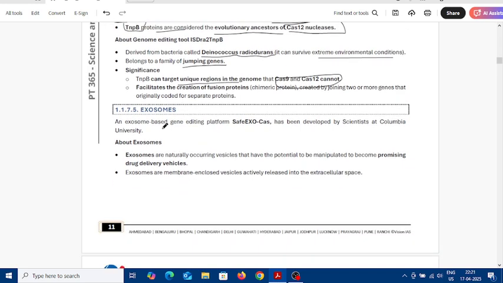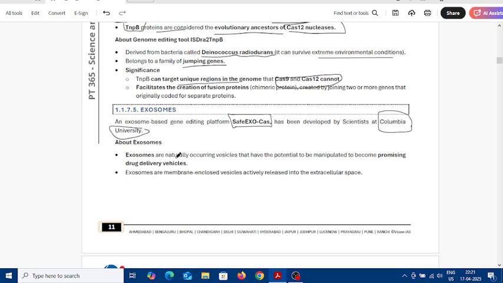Then what is exosomes? An exosome based genome editing platform, that is safe exocas. ये भी जीनोम एडिटिंग का प्लेटफॉर्म है. Has been developed by scientists at Columbia University. Safe ExoCas has been developed by Columbia University.